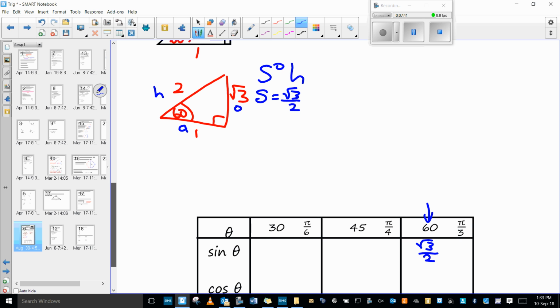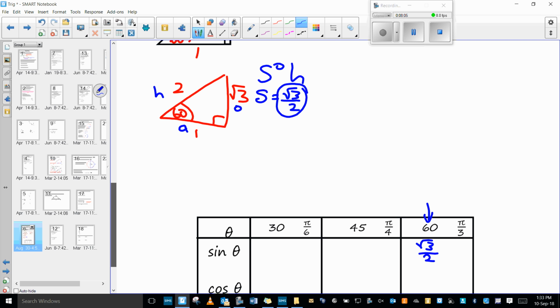So here's my angle, 60 degrees. If I was trying to find the sine of 60, it's always the opposite length divided by the hypotenuse. So that would be root 3 over 2. If I were to put root 3 over 2 in a calculator and inverse sine it, sine to the minus 1 of that, I would get the answer 60.